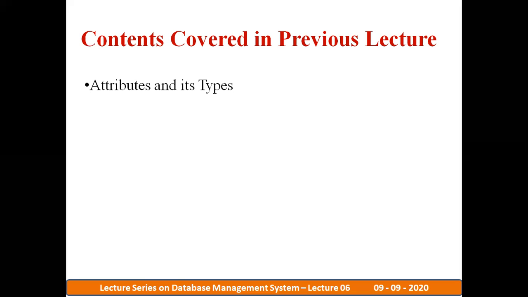Then after that, the fifth one we have discussed is the derived attribute. The attribute which is derived by using the stored attribute. The example is age. The age can be derived by using the date of birth and the current date. If you subtract the date of birth from the current date, we are going to derive the age attribute. The derived attribute is always represented by the dashed ellipse or dashed oval.